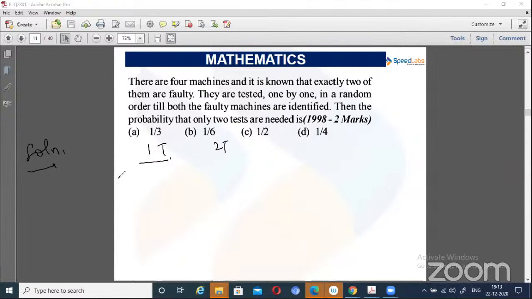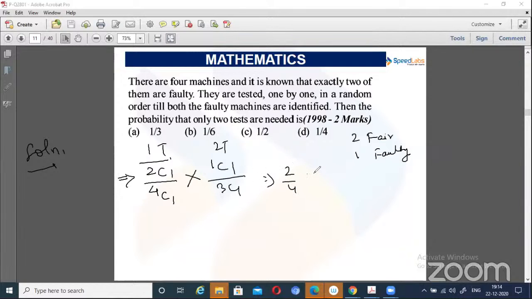तो in the first test if I have to catch a faulty machine, my options are catching one of the two faulty machines and general sample is catching any one of the four machines. ठीक है. In the next turn, one of the faulty machines has been detected. Now I have two fair machines and one faulty machine. Probability of catching the faulty machine is 1C1 upon 3C1. So the answer is 2 upon 4 into 1 by 3, that is 1 upon 6.